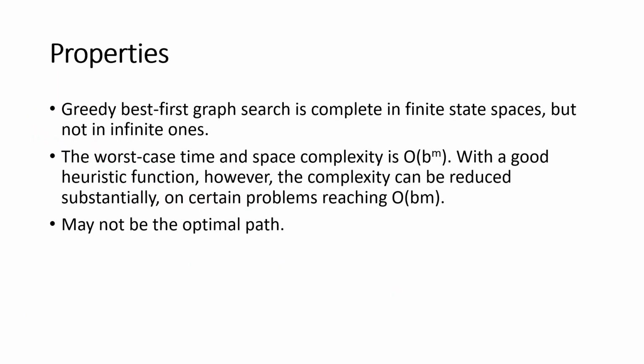Next we will see the properties of greedy best first search. We know that greedy best first search selects the node that appears closest to the goal using a heuristic function, so f of n is equal to h of n, where h of n is the estimated distance from node n to the goal state. Here we are not considering the path cost, and the decision is local and greedy. Greedy best first search may give a longer path, so it does not guarantee the optimal solution.